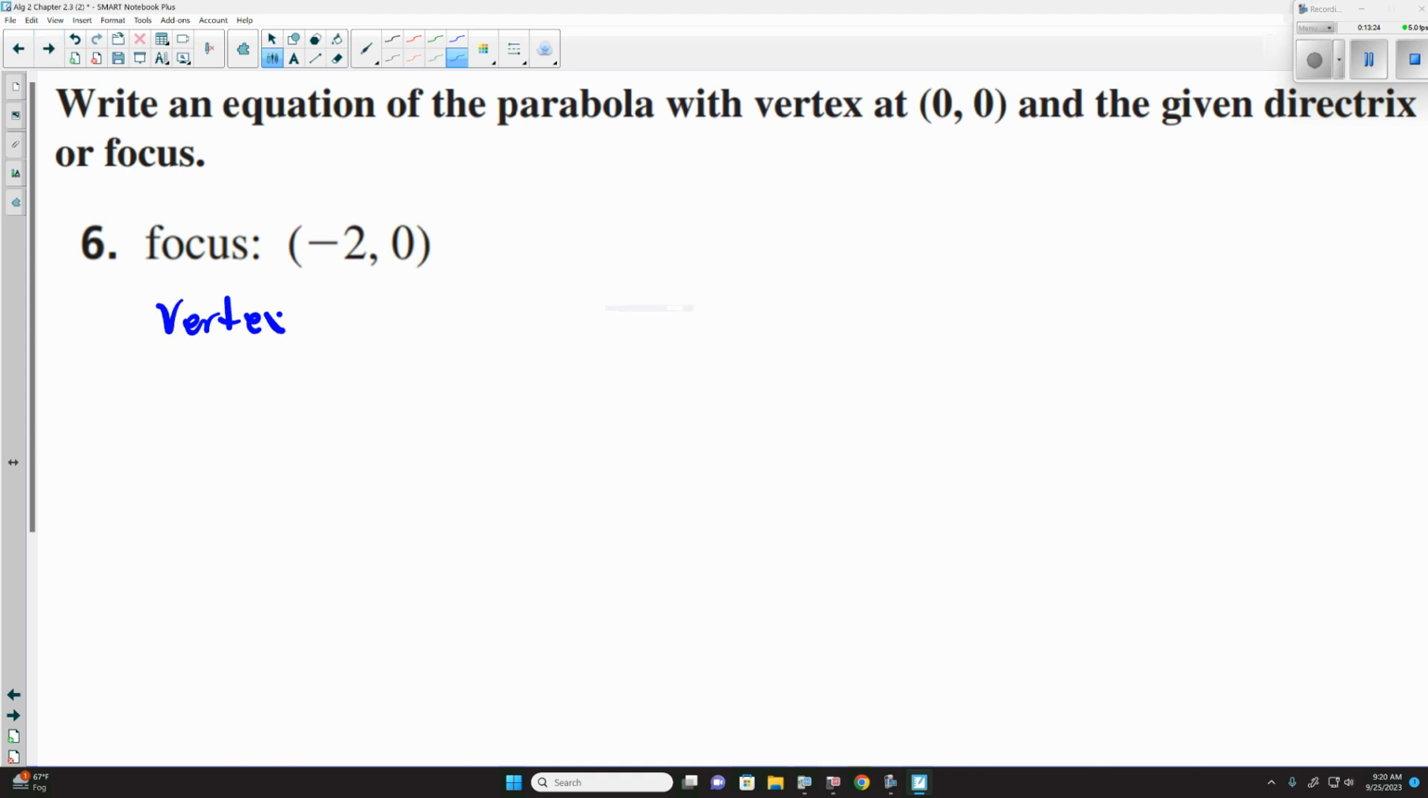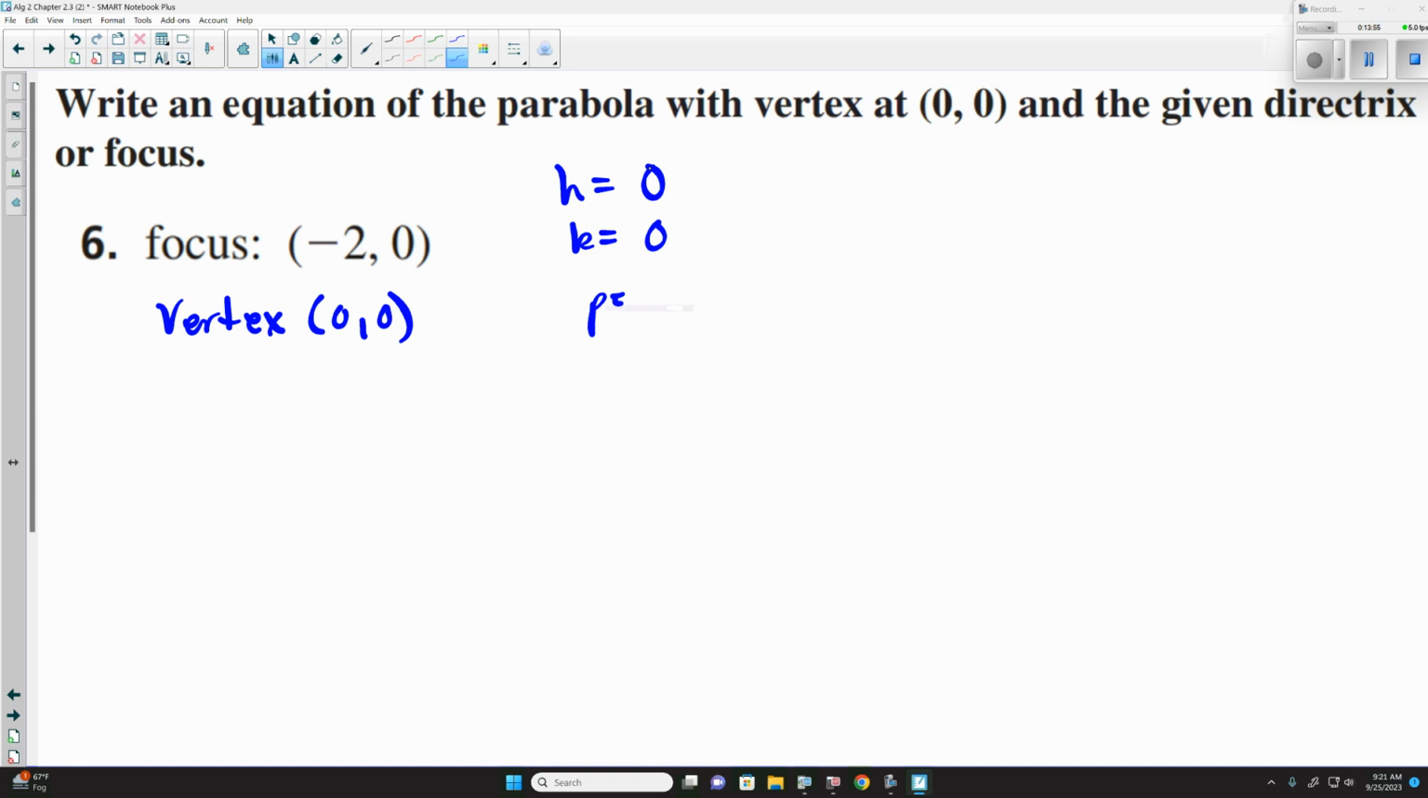As it says in the instructions, the vertex is still the point (0, 0), which means for our h, k, and p, h and k are both 0. Now with the focus given to us, either the x value is going to change or the y value is going to change. I'm either going to add the p value to the x or h value, or I'm going to add it to the k value or y value.